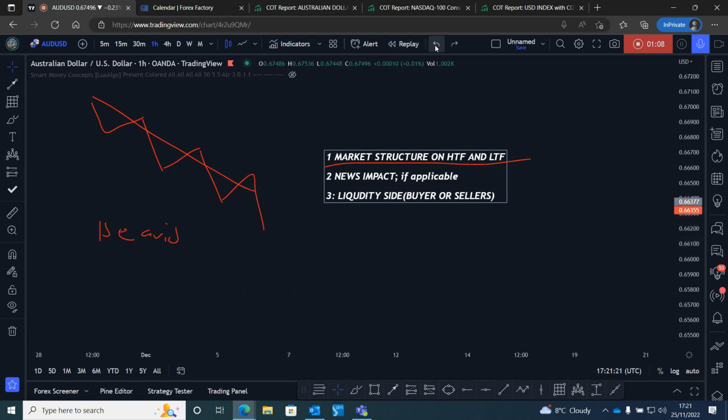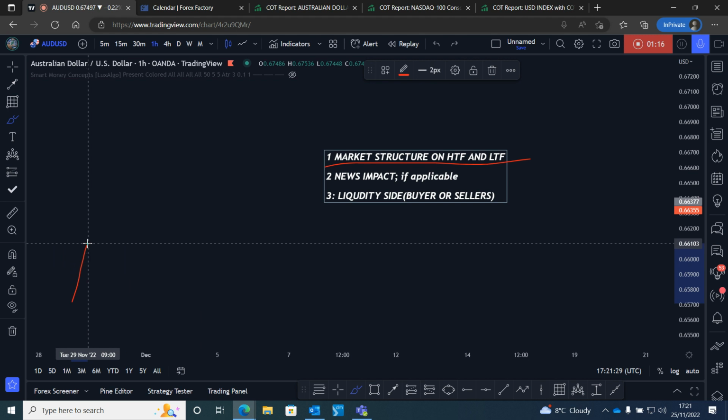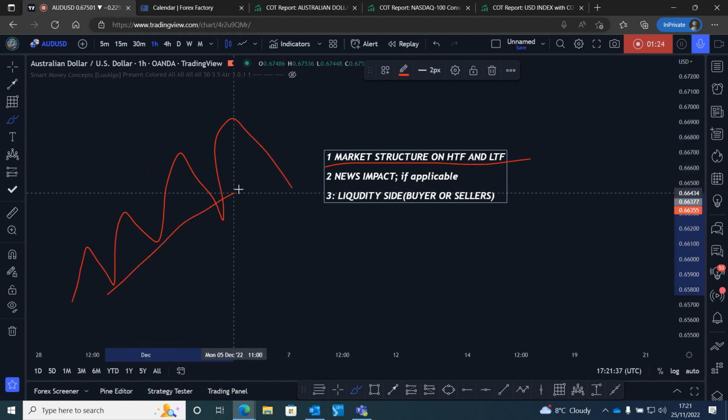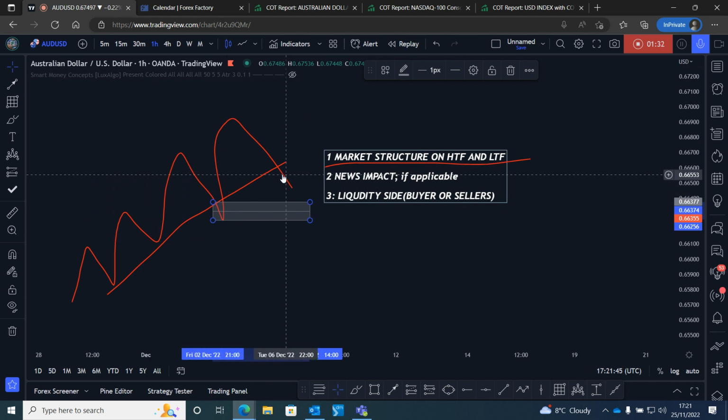For example, the same thing for buyers. Whenever we see that the structure of the market is higher low, higher high, higher low, higher high, higher low, all we should expect is buyers taking absolute control, meaning that there's momentum. And obviously, same thing.